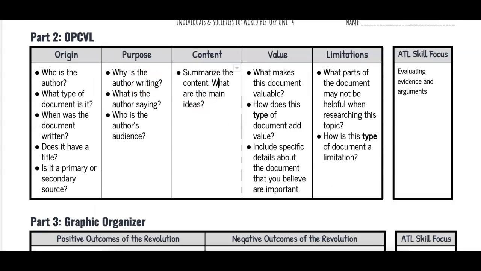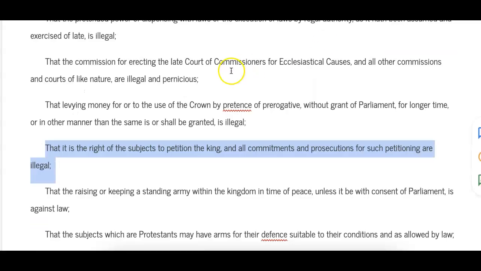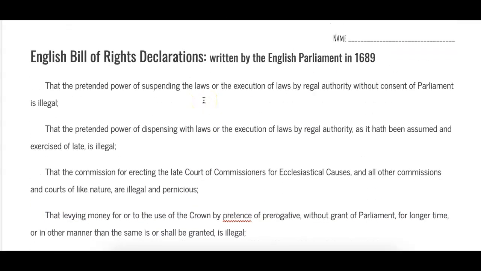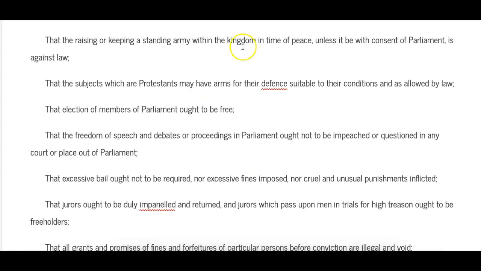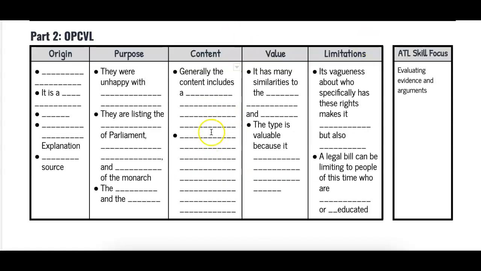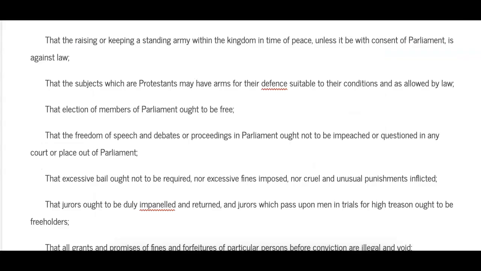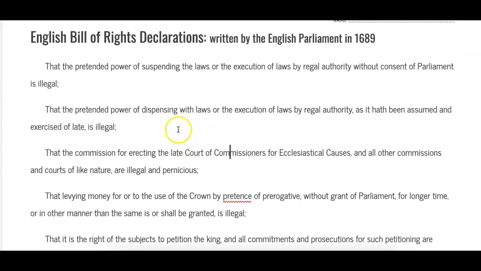It says, what are the main ideas? With your document here, I want you to go through and choose two, maybe three, that you summarize and then put into this second bullet point. So what are some of the big ideas that the Parliament really wanted? So pause the video, reference your document here, the English Bill of Rights declarations, choose a couple to summarize. Pause and do that now.